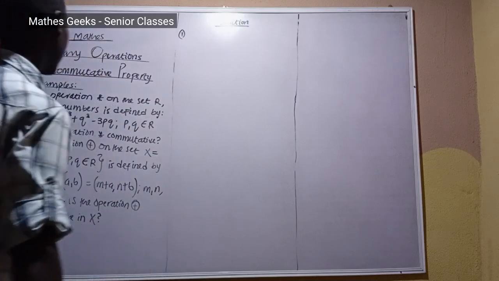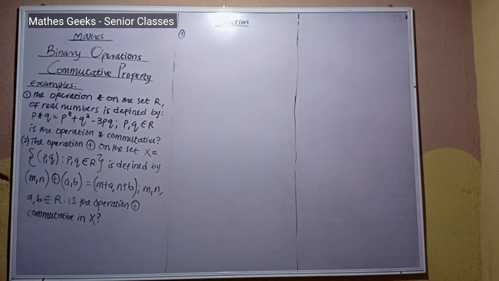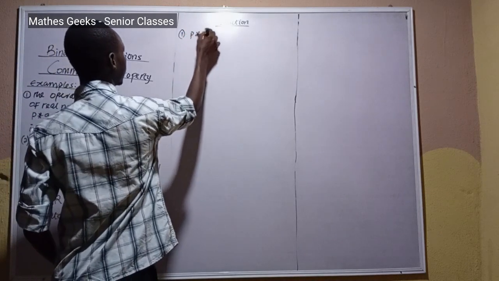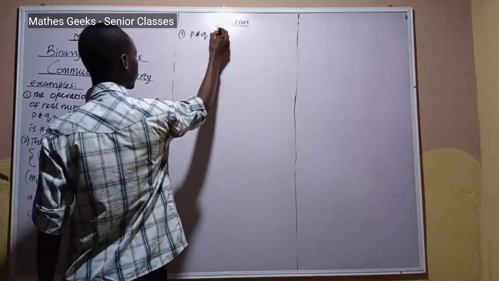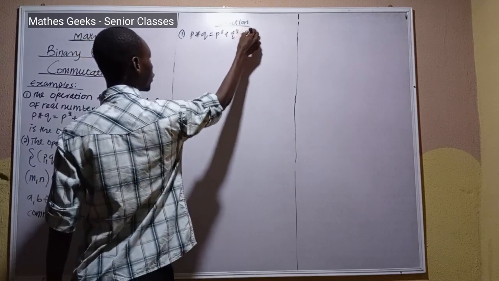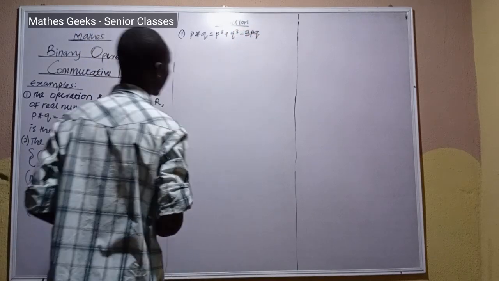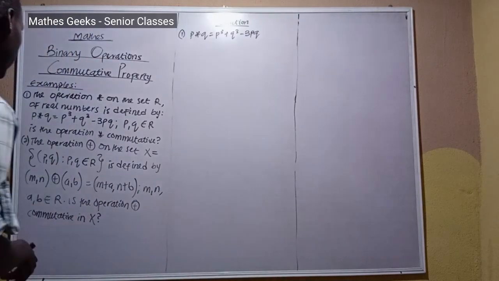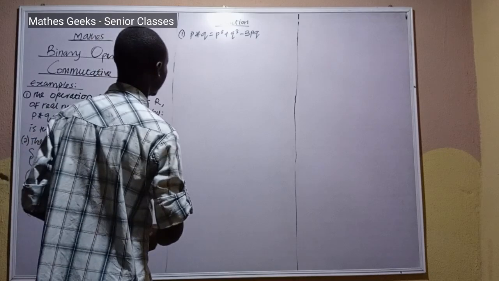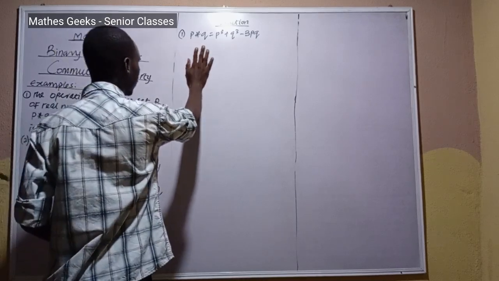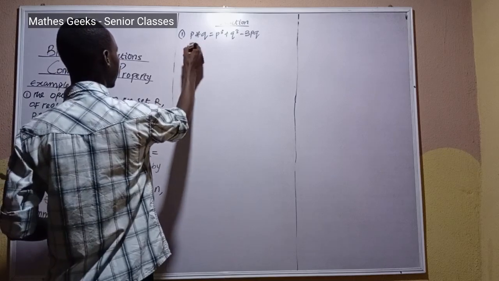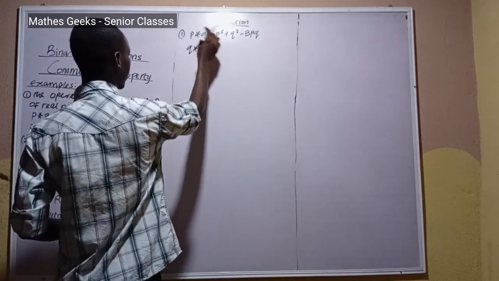The operation star on the set R of real numbers is defined by P star Q equals P cubed + Q cubed - 3PQ. So we have to determine if the operation star is commutative. For it to be commutative, P star Q should be equal to Q star P. So we have P star Q already. Let's see if Q star P will be equal to P star Q.